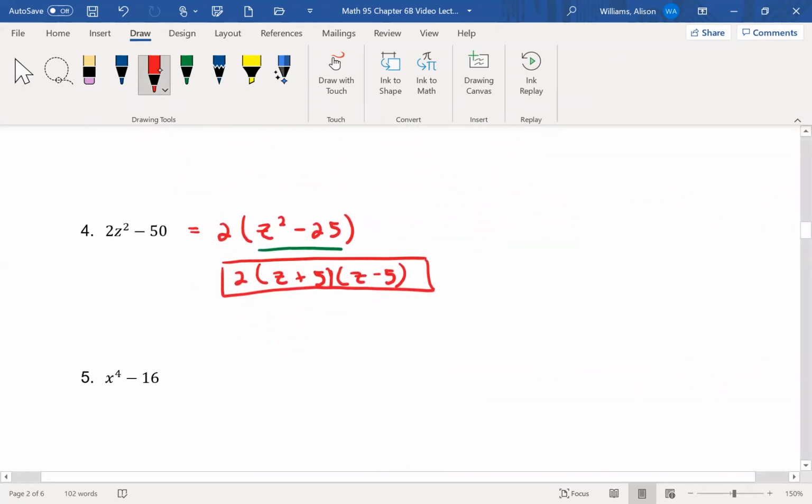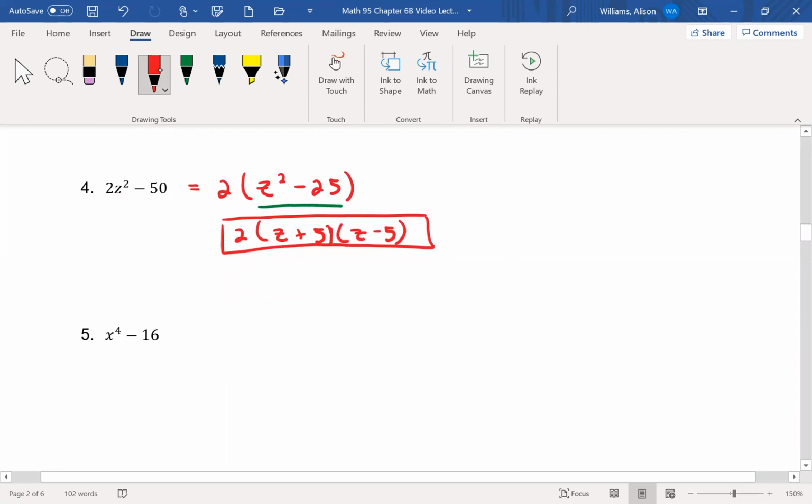All right, one more exciting one. So this one has a fourth, but it is a perfect square. Okay, it's a little bit weird, but x squared times x squared does equal x to the fourth. So we could think of this as x squared. Okay, and then 16 is 4 squared. Okay, 4 times 4 is 16. So x squared plus 4 times x squared minus 4.